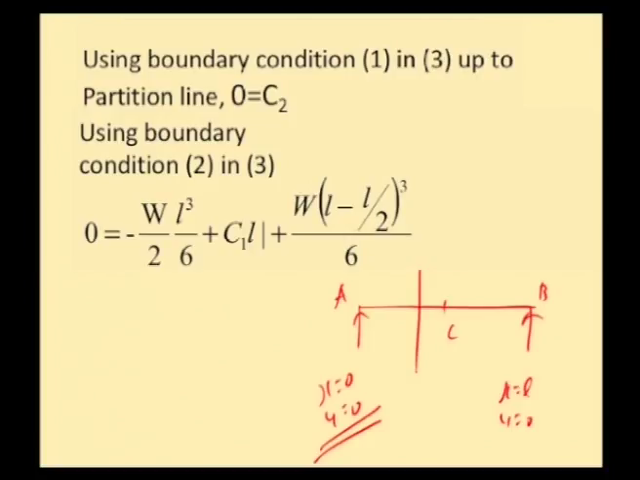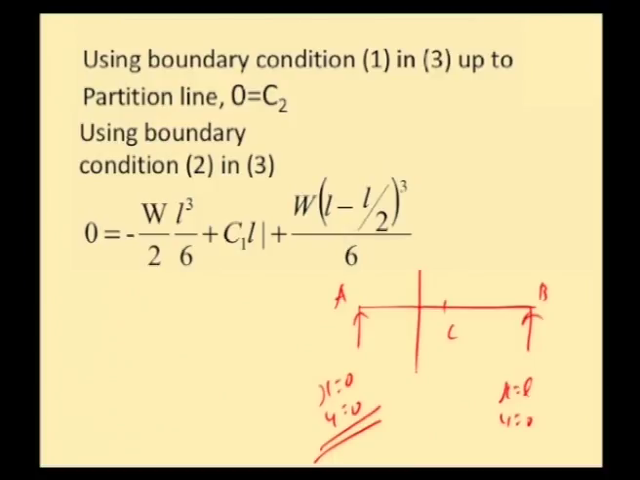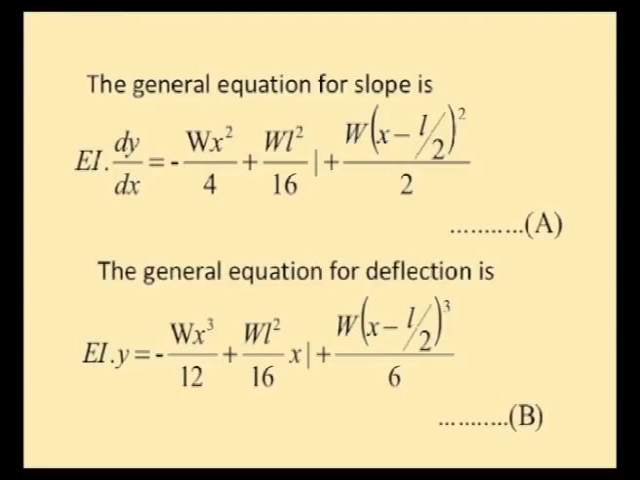So, this implies 0 equals minus w by 2 into L cubed by 6 plus C1 L plus w into (L minus L by 2) whole cube by 6. So, we are putting x equal to L. Simplifying, we get the value of C1 as w L squared by 16, and C2 is 0, using the boundary conditions which we substituted earlier.